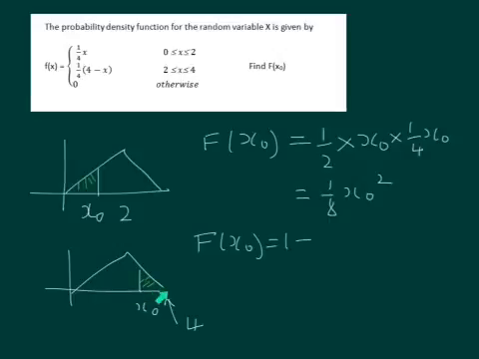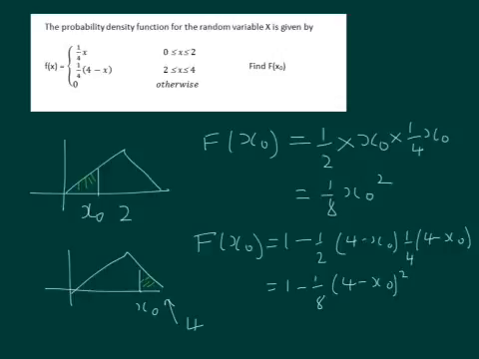So the area of this triangle is half of the base times the height. So it's a half of the base. Now the base length is 4 minus x naught. And then it's multiplied by the height. Now the height I can get from here. It's a quarter of 4 minus whatever the x value is. So it's a quarter of 4 minus x naught. So that's 1 minus half times a quarter, which is an eighth, 4 minus x naught all squared.